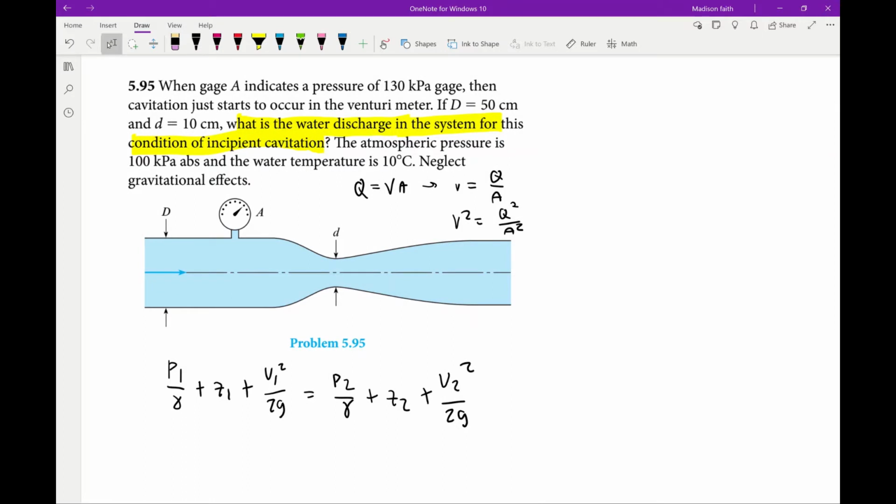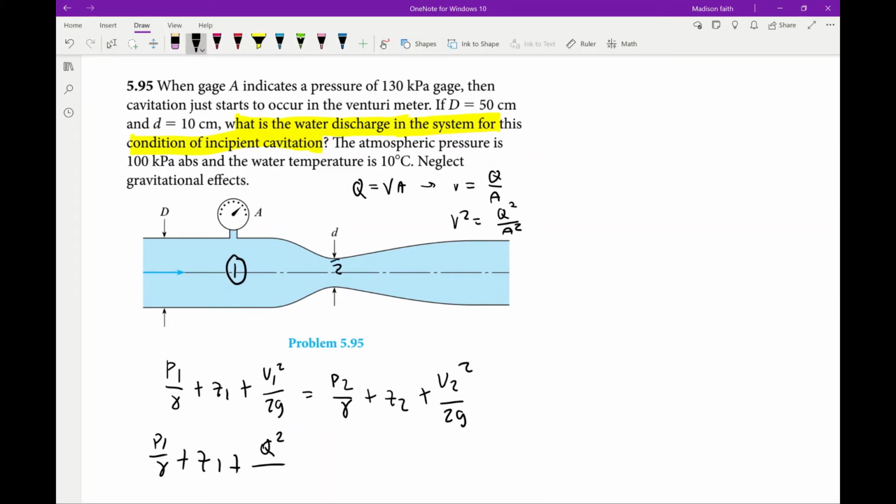So let's rewrite this Bernoulli equation. P1 over gamma plus its elevation plus V1 squared over 2g. So you write V1 squared as Q squared over A squared, like that. It's important to note, I should have mentioned that, let's put our points here, one underneath the pressure gauge indicator and two at the venturi meter, like this. Apologies for that, that would have been clearer, but at least we have it now.